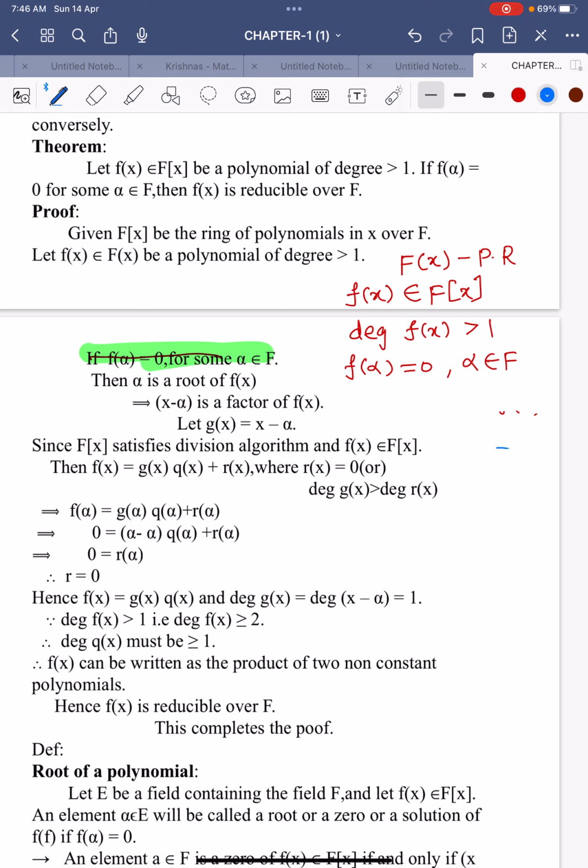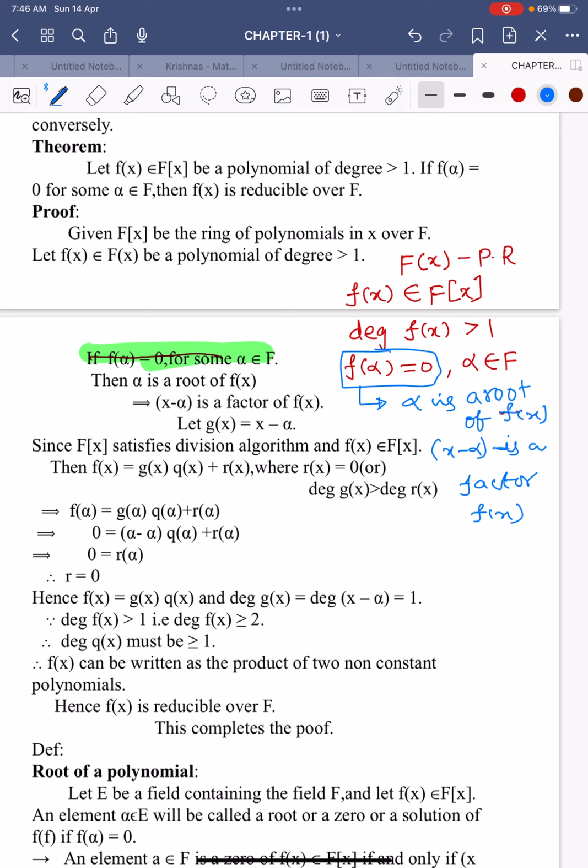f of alpha is equal to 0 means alpha is a root of the polynomial f of x. If alpha is a root of the polynomial, then obviously x minus alpha is a factor of the polynomial f of x.